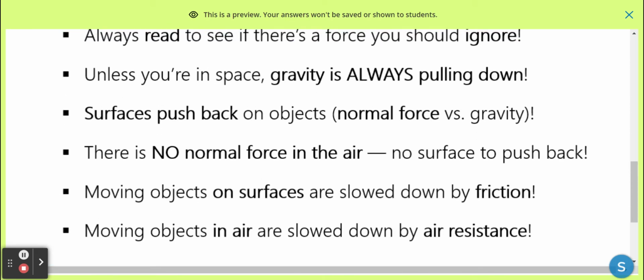Okay, if you have a moving object that's on a surface, it's going to be slowed down by friction. And if you have a moving object that's in the air, it's going to be slowed down by air resistance. Again, unless the problem tells you, like, hey, not in this case.